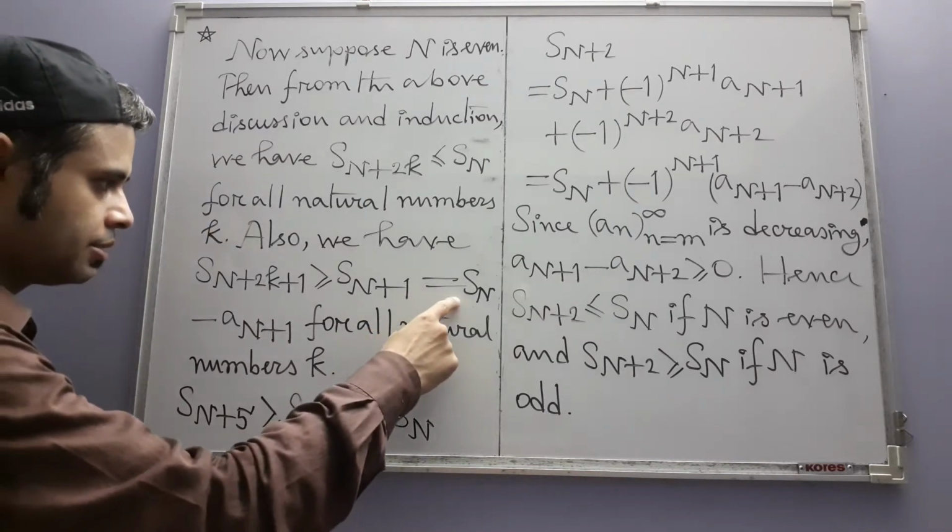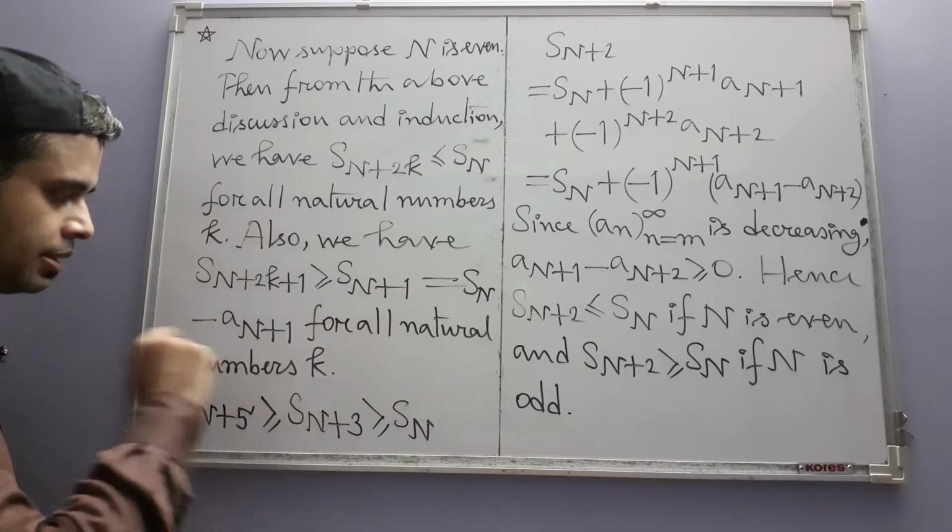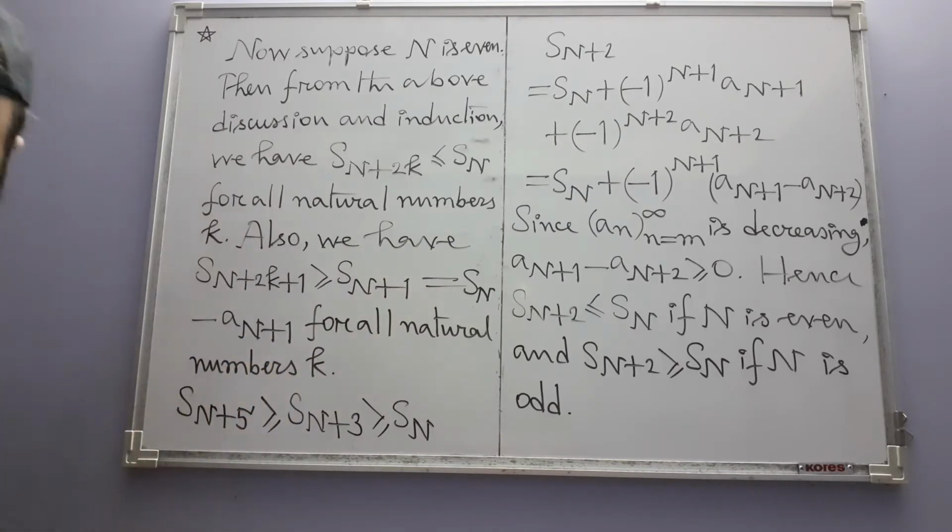And what about this thing, Sn plus 1 becoming Sn minus a_{n+1}? That is coming from the definition of the partial sums Sn.